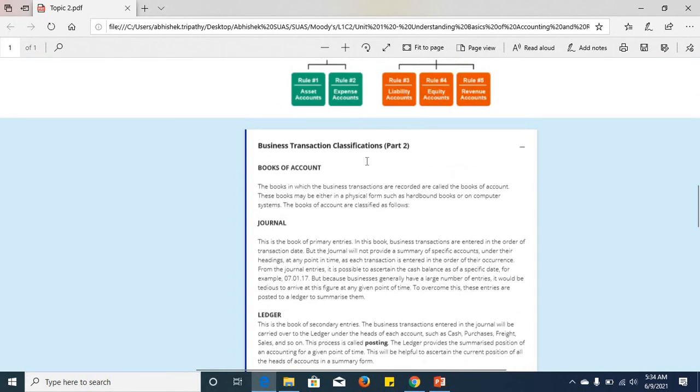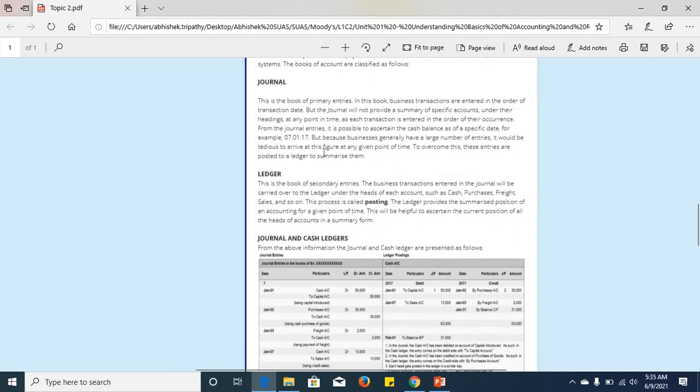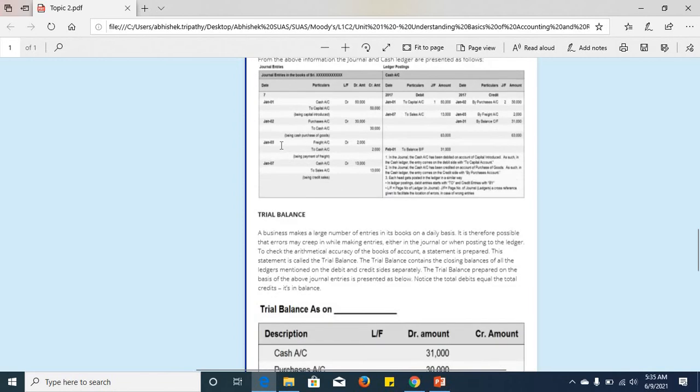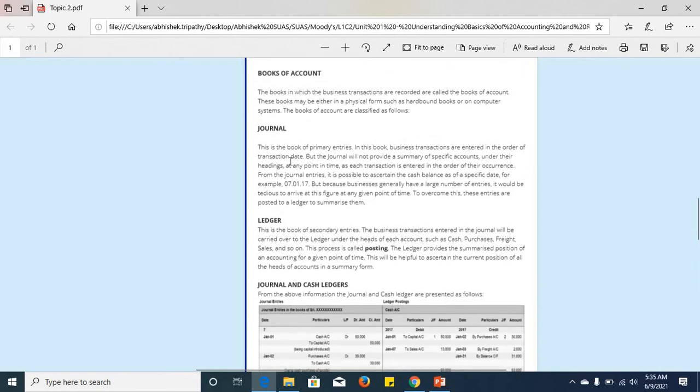So now, business transactions. Books of accounts: the books in which the business transactions are recorded are called the books of account. These books may be either in a physical form, such as hardbound books, or in computer form. The books of accounts are classified as follows: journal, ledger, trial balance, and final accounts. We all know what a journal is. I'll just go through this. This is a book of primary entries.